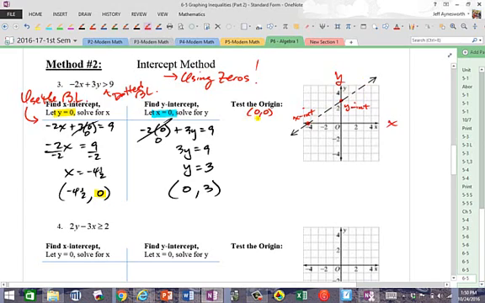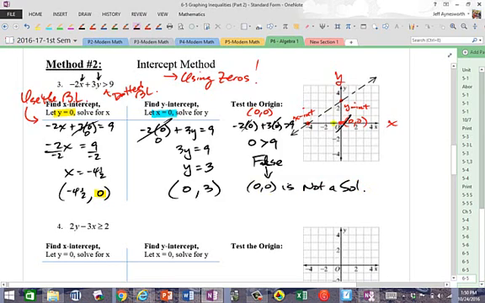So that's why I said test the origin, which is right here. If that's a solution, we shade down. If it's not a solution, we shade up. So we've got to check it out. You're going to put a 0 here and a 0 here. It's easy. Negative 2 times 0 plus 3 times 0. Is that greater than 9? Is 0 greater than 9? Both of these are 0, right? And 0 is not greater than 9. This is false, which tells me that (0, 0) is not a solution.